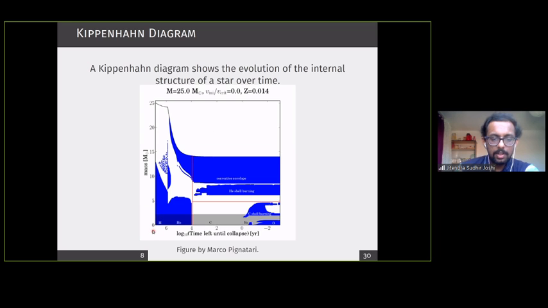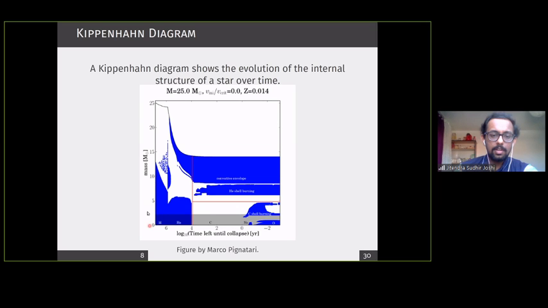On the x-axis is the log of the time left until collapse. So this is where the star is formed, and this is where the star dies, maybe through a supernova, or it forms a white dwarf, etc. And on the y-axis is the mass. Now, as I explained in the earlier slide, we can use mass as a coordinate, just like radius.